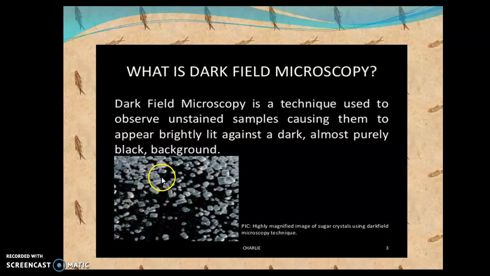Bright field microscopy is sometimes also referred to as light microscopy. It is mainly used in the hematology department or any microbiology department to view microorganisms like bacteria. That is the significance of using bright field microscopy. So this is the major difference.